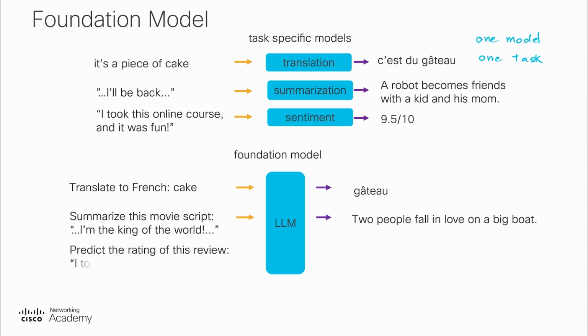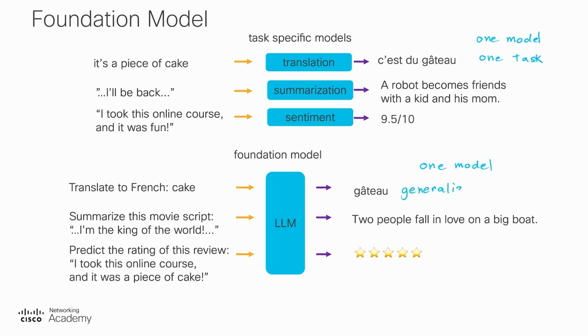If you give it a prompt to predict the rating of some product review, for example between 1 and 5 stars, then it will perform that task and output a star rating. So with one foundation model, it can actually generalize to many tasks if prompted with some hints as to the task that you want it to perform.